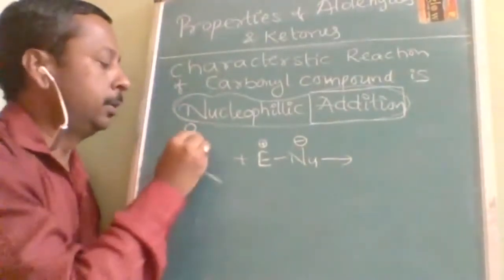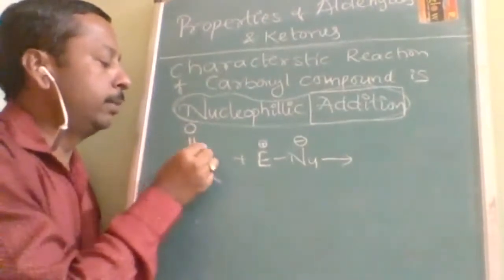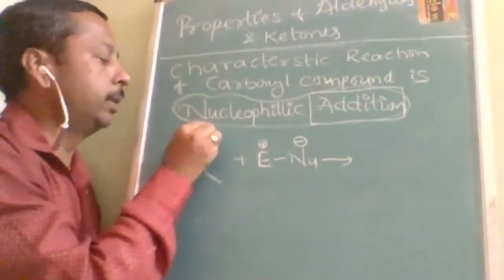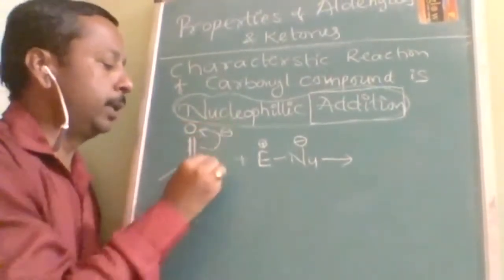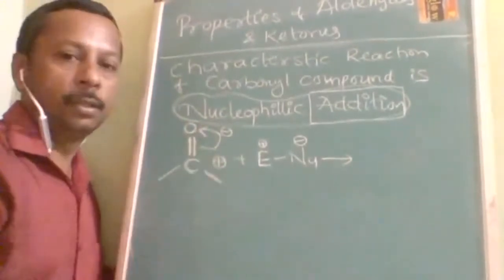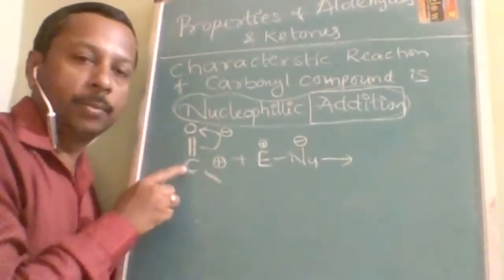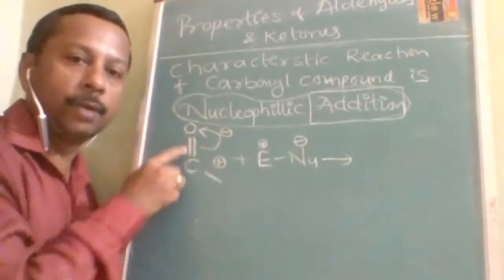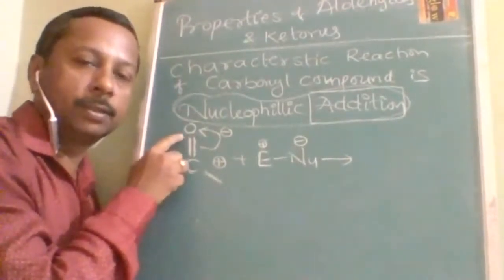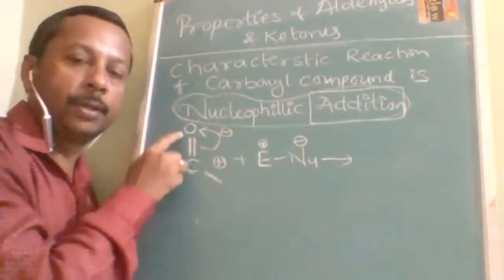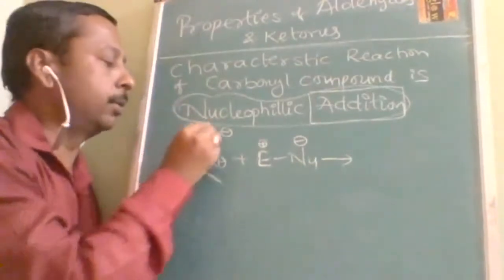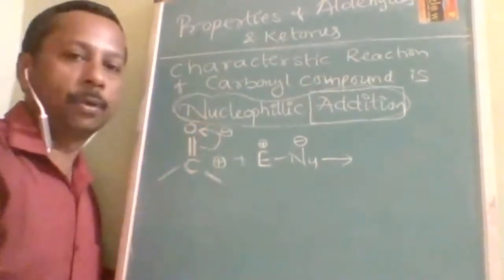Obviously, when the pi bond breaks, it will be heterolytic cleavage, and this is going to be minus, this is going to be plus. Why heterolytic? Because of the different electronegativity. Why does the electron go to the oxygen? Because the more electronegative atom gains electrons and gets negative, and the other gets positive.